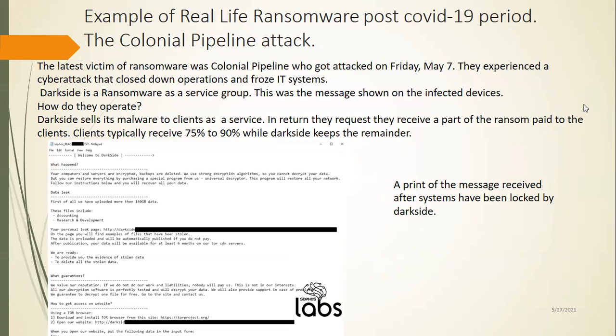If you can read this message here below, welcome to DarkSide. This is the message that you'd receive. What happened? They explain everything. Your computers and servers are encrypted. Backups are deleted. We use strong encryption algorithms, so you cannot decrypt your data, but you can restore everything by purchasing a special program from us, Universal Decryptor. This program will restore all your network, follow our instructions below, and you will recover all your data. Data leak: these are the files that they were able to gather, accounting data, research and development from Colonial Pipeline. So they say the personal leak page, and so on.